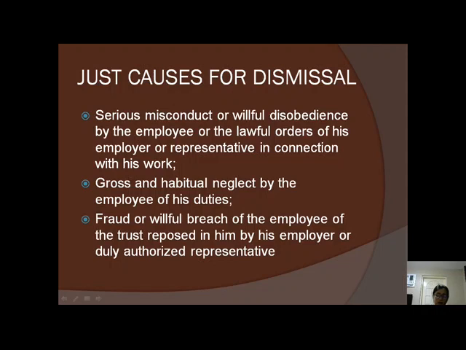Okay, insubordination could be willful disobedience. Gross and habitual neglect by the employee of his duties, of course. Later, we'll discuss this further. Fraud or willful breach by the employee of the trust reposed, such as, for example, if you're a cashier, that involves trust and confidence, no? That's a position involving trust and confidence.